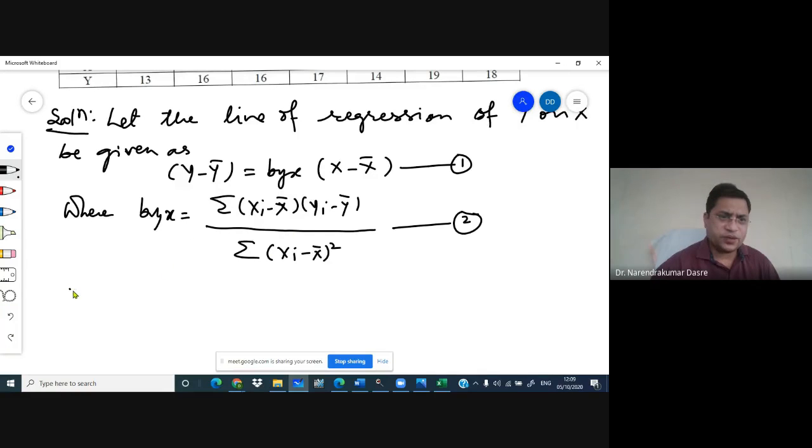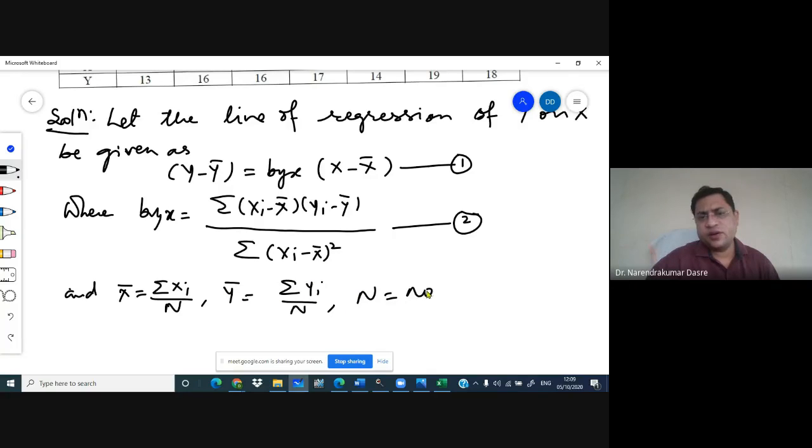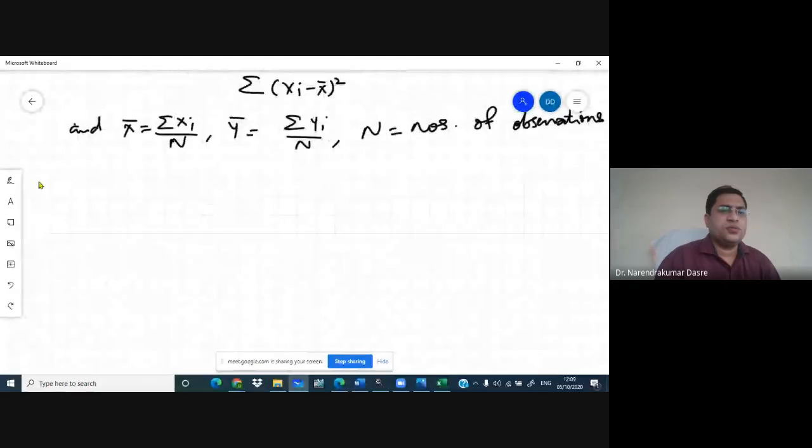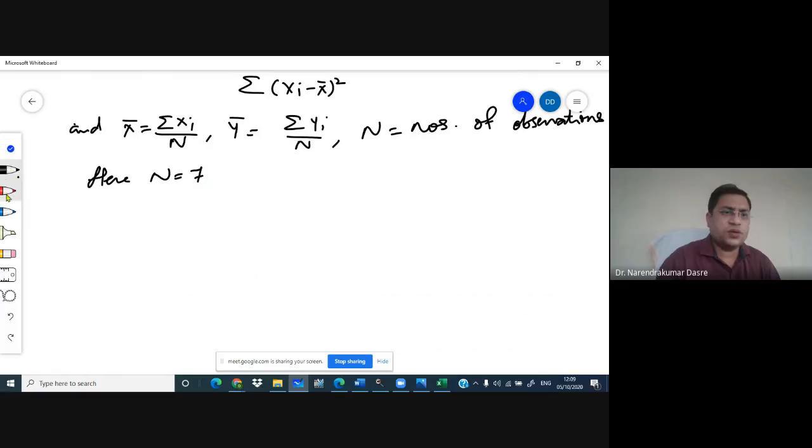The terms we need are X bar and Y bar. X bar is equal to summation Xi on n, and Y bar is equal to summation Yi on n, where n is the number of observations. So how many observations do we have here? You can see we have 7 observations. So here n is equal to 7.